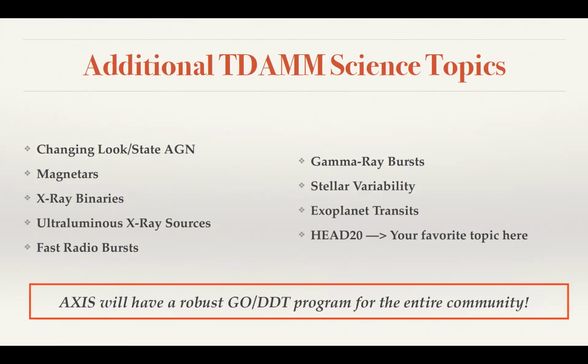So there are of course many other things we can do, from changing-look AGN, magnetized X-ray binaries, fast radio burst follow-ups to see if we can find X-ray signals, gamma ray bursts, exoplanets. And basically what we want is anyone here who thinks that they could do good things with AXIS, please get in touch. We're really interested in hearing. And as Chris emphasized, there's going to be a really vigorous GO, DDT, TOO program. And so time domain science will be a really good thing to do with AXIS. Thank you.